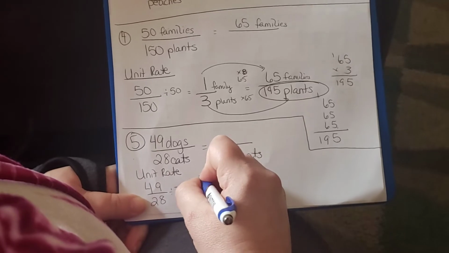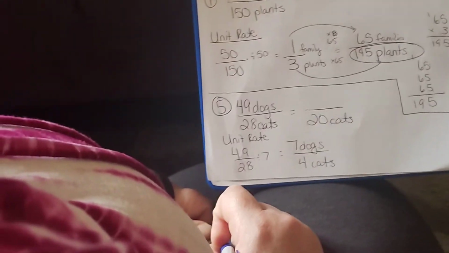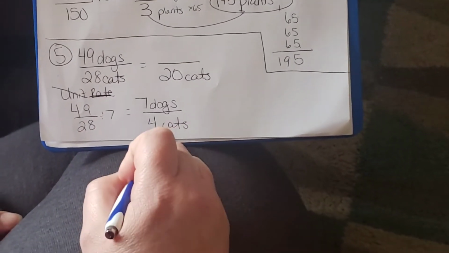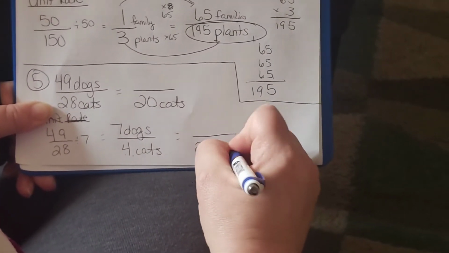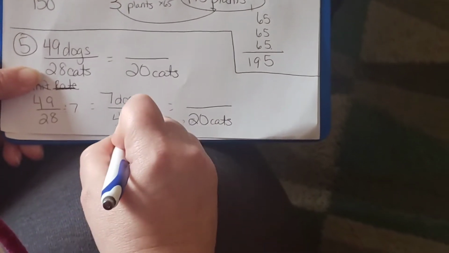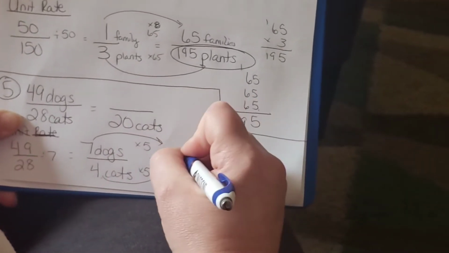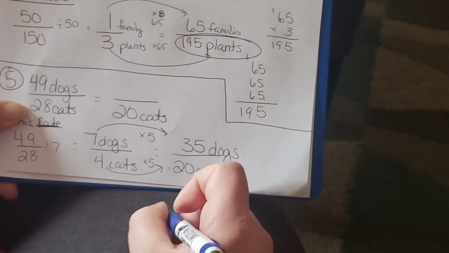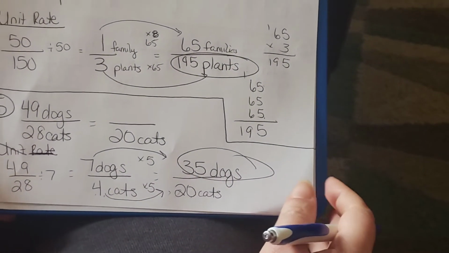That means when you have 7 dogs, you would have 4 cats. It's not exactly a unit rate because we don't have a 1, so we're just going to call it a rate. 7 dogs to 4 cats, but we can get the 4 to go into 20. 4 times 5 is 20, so 7 times 5 would be 35 dogs. When there's 20 cats, there would be 35 dogs in the shelter.